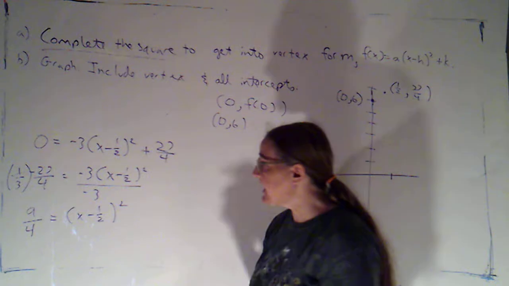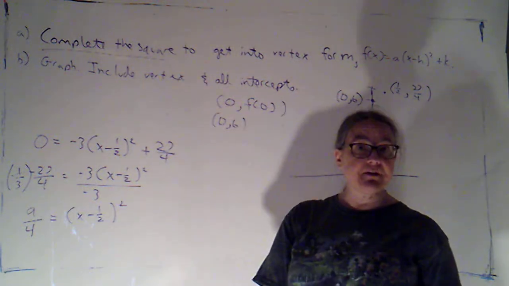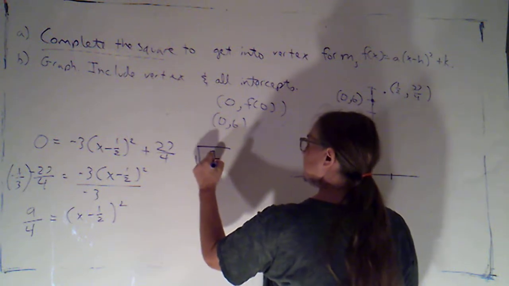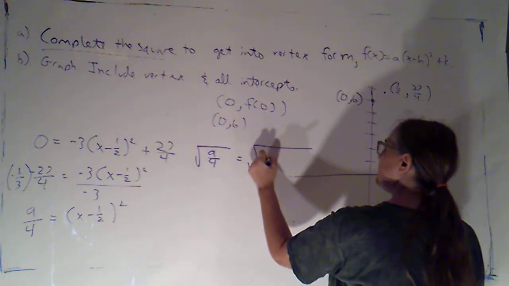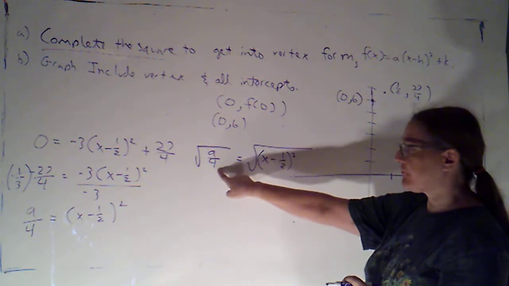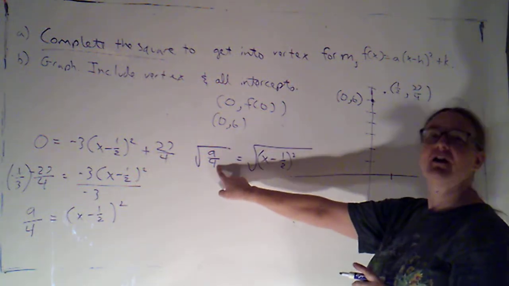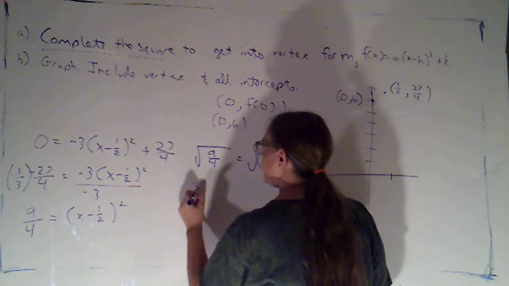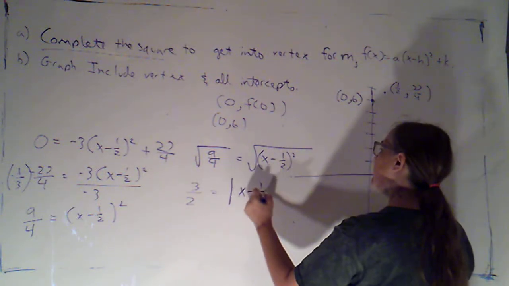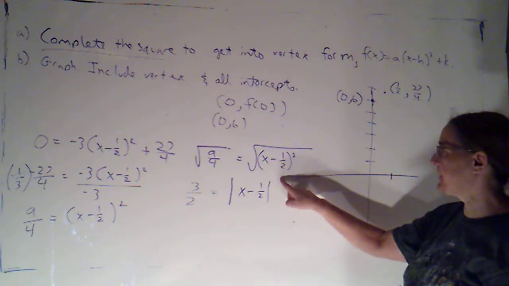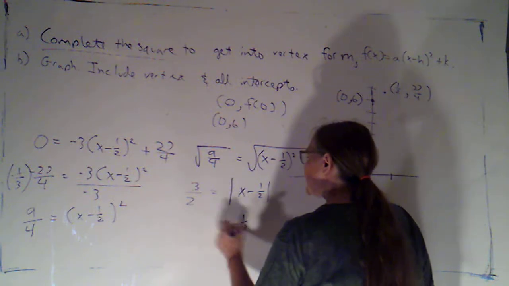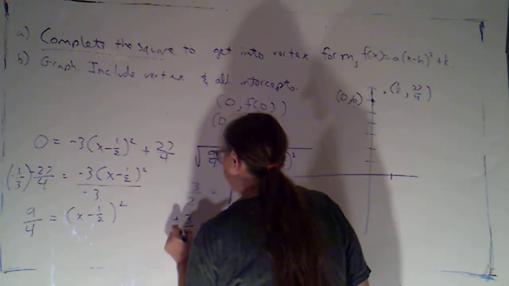Now that I've isolated the square, I can solve this by taking the square root of both sides. So the square root of 9 fourths is equal to the square root of (x minus 1/2) squared. With a fraction, I just take the square root of the top over the square root of the bottom. So that's going to be 3/2 is equal to the absolute value of x minus 1/2. Don't forget, the square root of something squared is the absolute value. So x minus 1/2 is plus or minus 3/2.